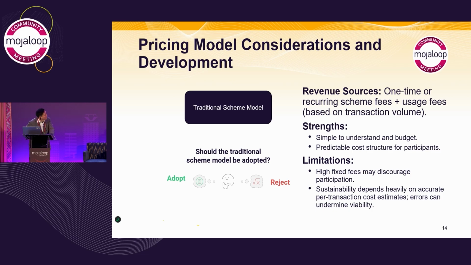However, it has a significant limitation. The high fixed fee can be a major barrier to entry for small DFSPs. If we estimate too low, the scheme loses money on every transaction. That we need to notice. In this model, sustainability depends heavily on accurate per transaction cost estimation. We need to estimate those costs, and then we need to finalize our pricing.